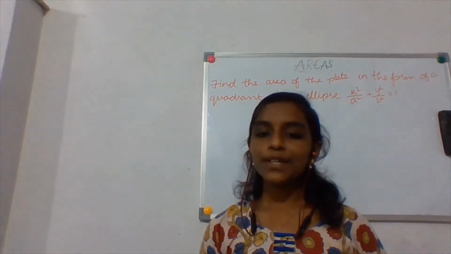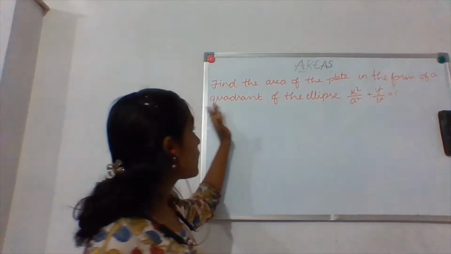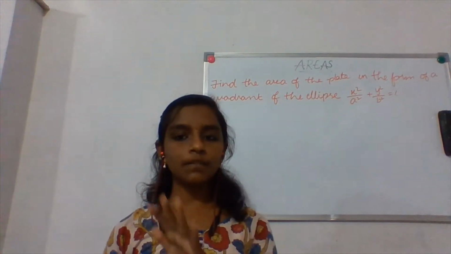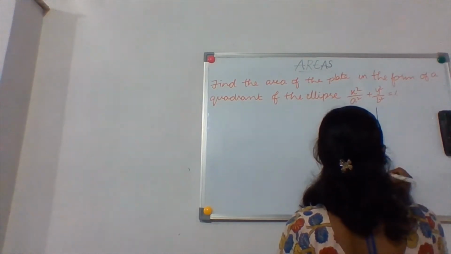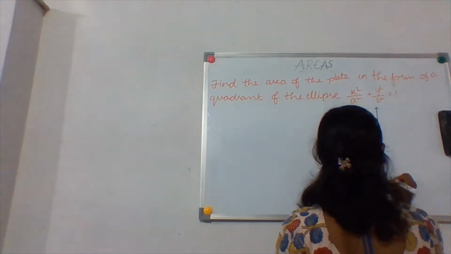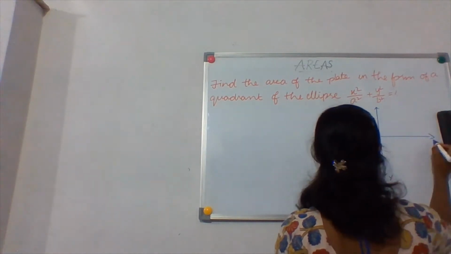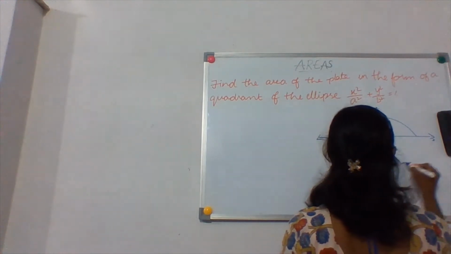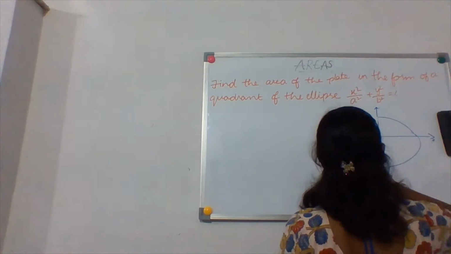Okay, so let us look into the first sum, that is this: find the area of the plate in the form of a quadrant of this ellipse. Okay. So what's the first thing that we have to do? We have to draw the diagram. So we'll be drawing the diagram of an ellipse. This is the y-axis and this long one is the x-axis, right? So I'll be drawing an ellipse now. Okay, yes, it's not a perfect ellipse.